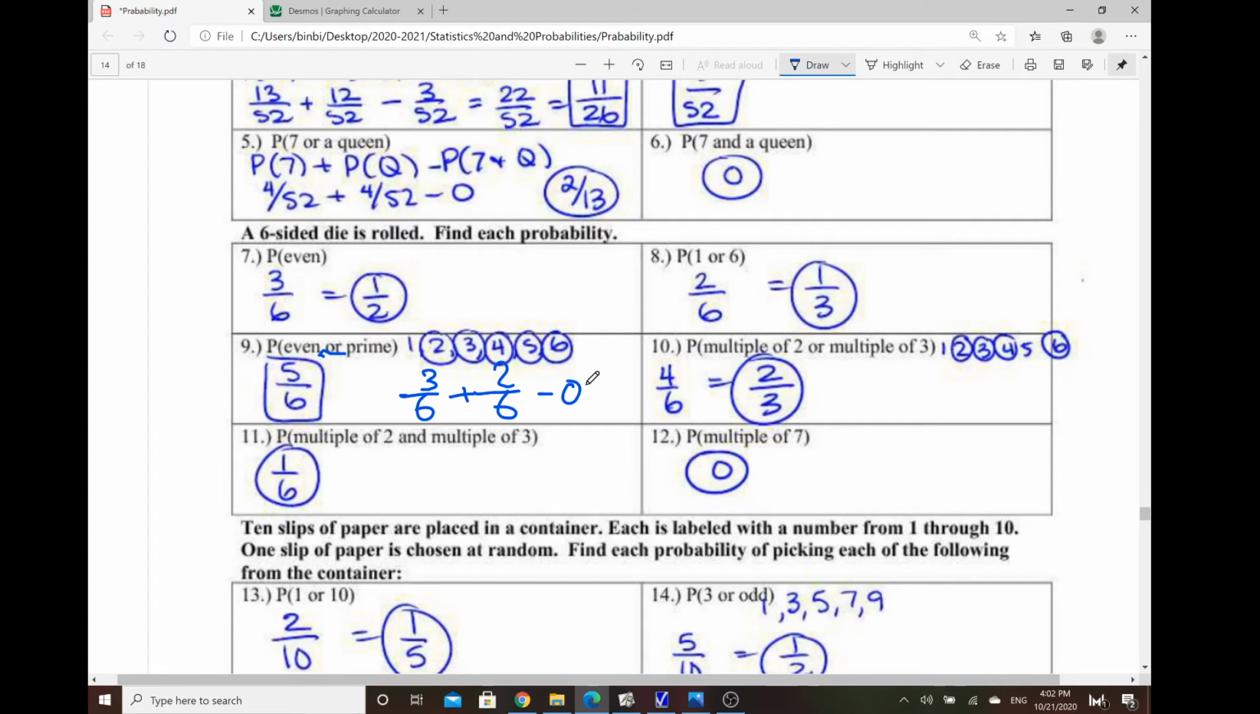And the probability of multiples of 2 or multiples of 3. The multiples of 2, we do have 2, 4, and 6, so that's 3 over 6. And the multiples of 3 would be 3 and 6, so it's 2 over 6. And one of those is overlapping, because the 6 we used twice, so minus 1 over 6. So therefore it's considered what? 4 over 6. Reduce it, so it's 2/3.